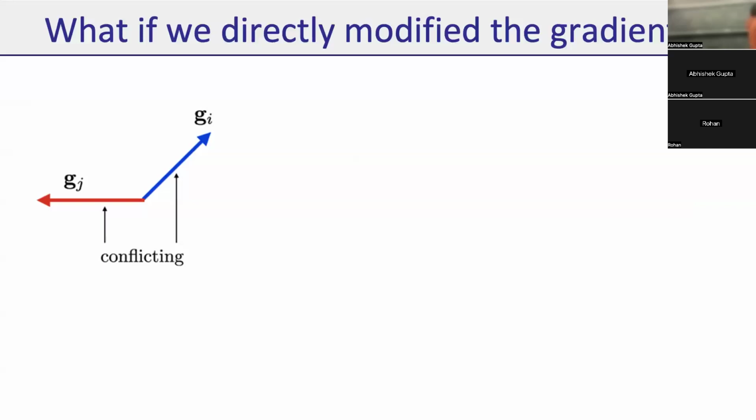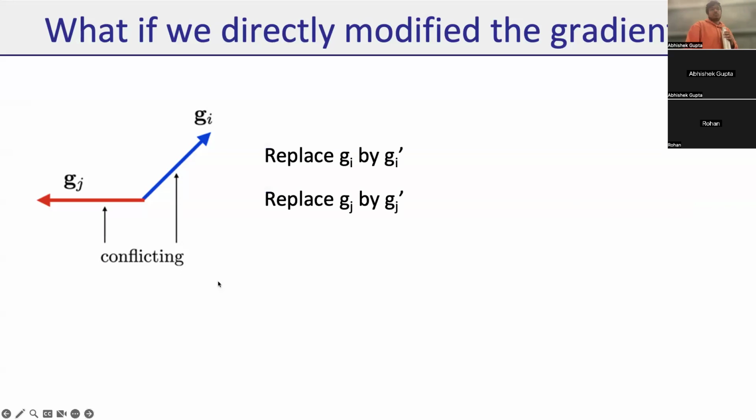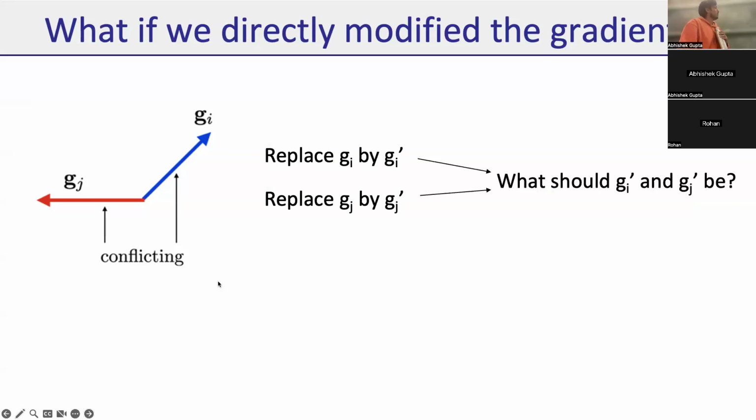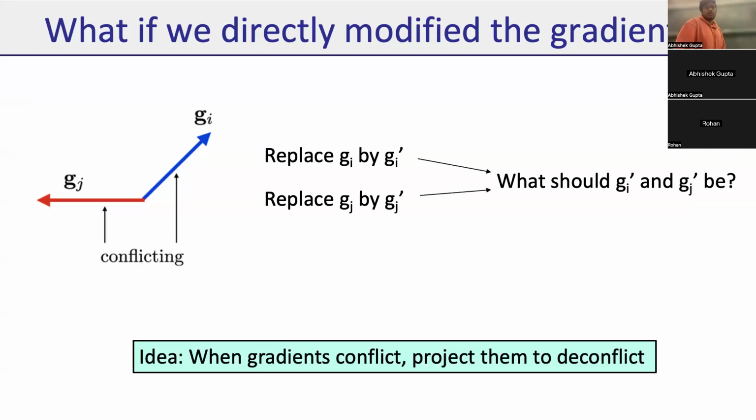The thought was that when you have conflicting gradients, that leads to this winner takes all phenomenon, but what if we just deconflicted the gradients? If you have two gradients with negative dot product, which means they're pointing against each other, what if you deconflicted them and replaced gi by some gi prime and gj by some gj prime? So the idea we thought about next was that when gradients conflict, project them to deconflict.